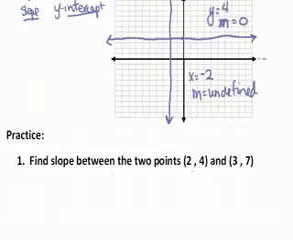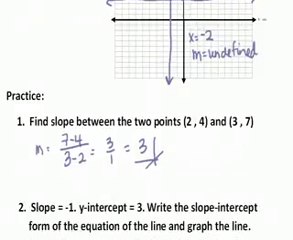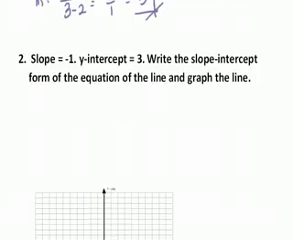Here, number 1, we're given 2 points and we need to find the slope. So we can just put this into that one formula that I gave earlier. 7 minus 4 over 3 minus 2 is 3 over 1, and m is equal to 3. What about this one, number 2?